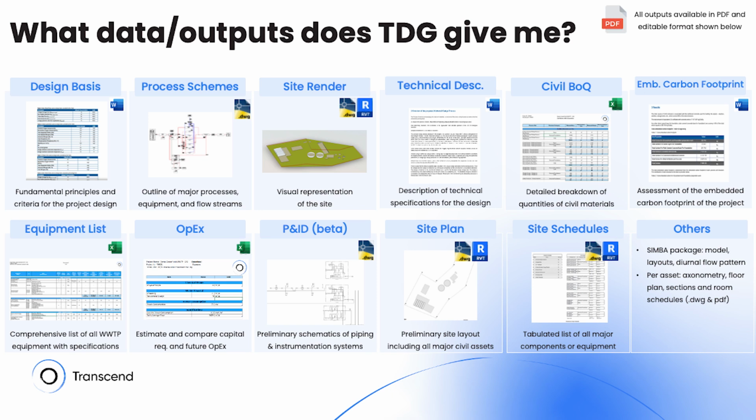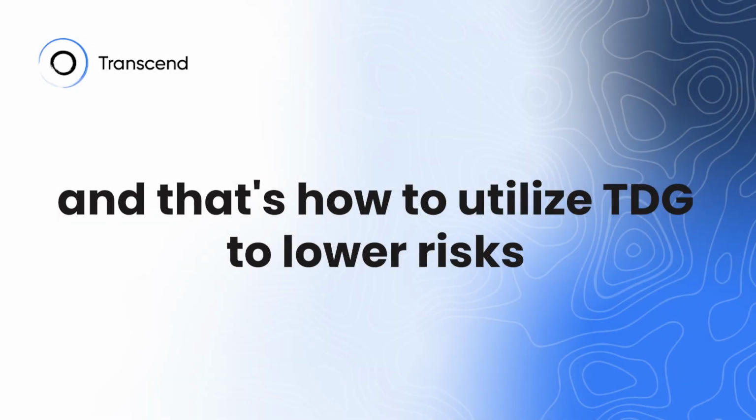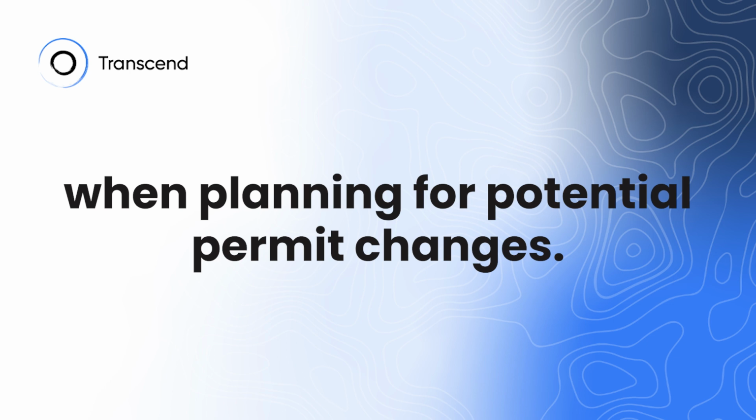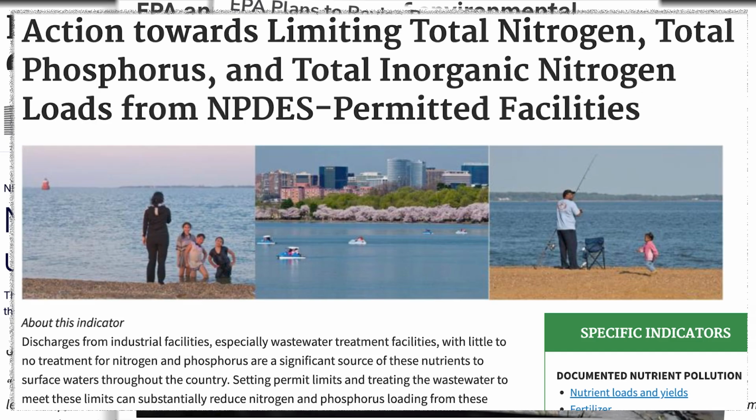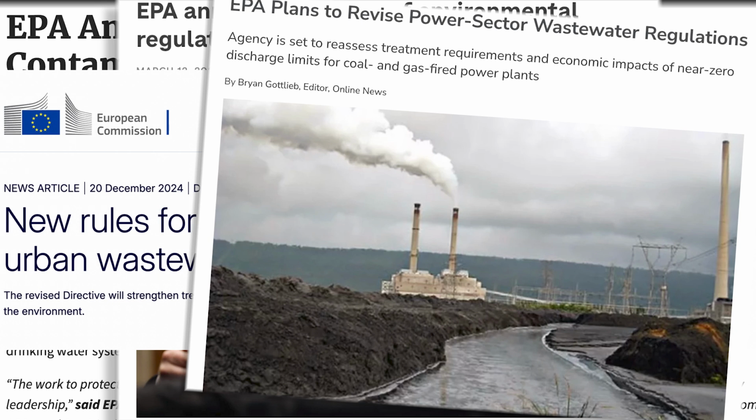This is crucial data that engineers often don't get until much later in the process, so being able to plan ahead for this type of project is a big win for the team. And that's how to utilize TDG to lower risks when planning for potential permit changes. This time it was total nitrogen. Next time, it might be something else.